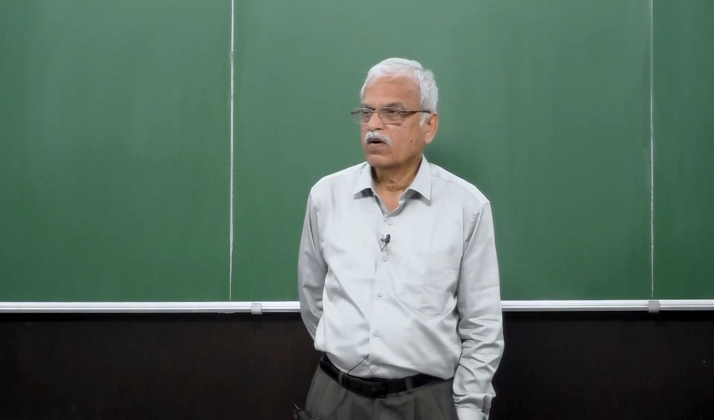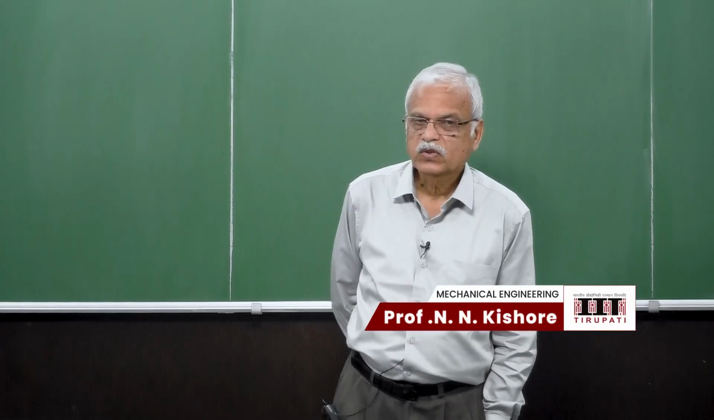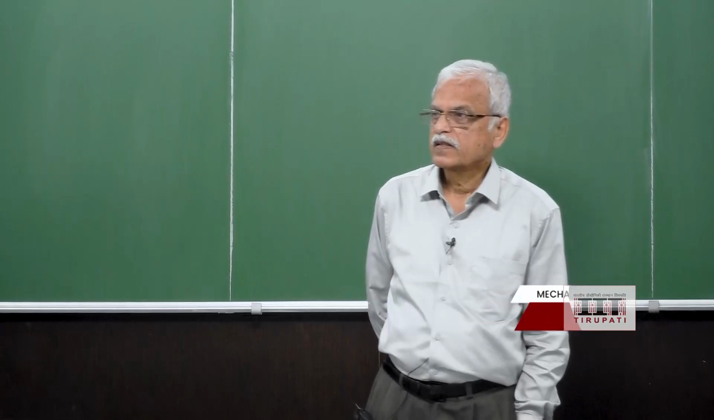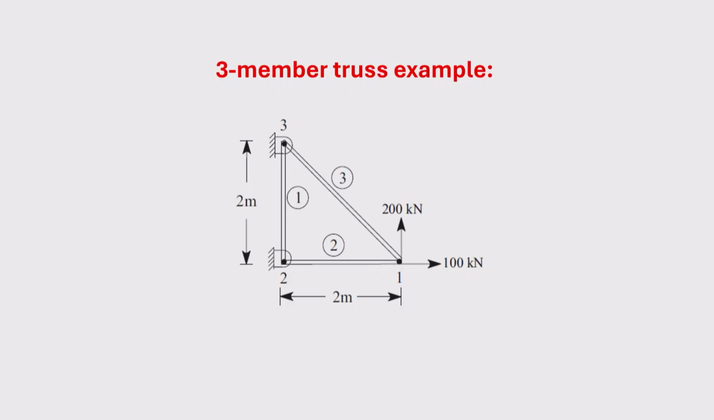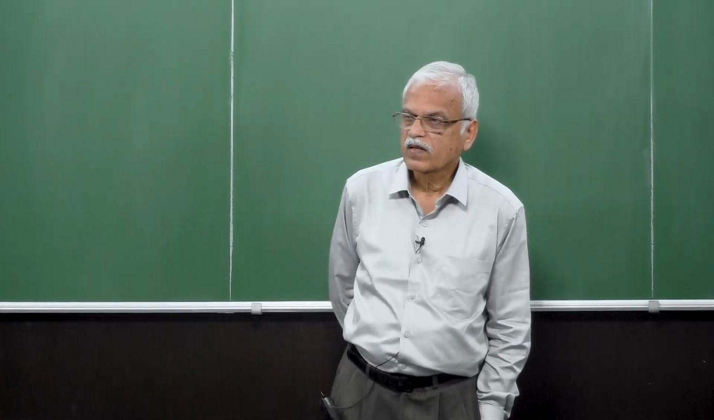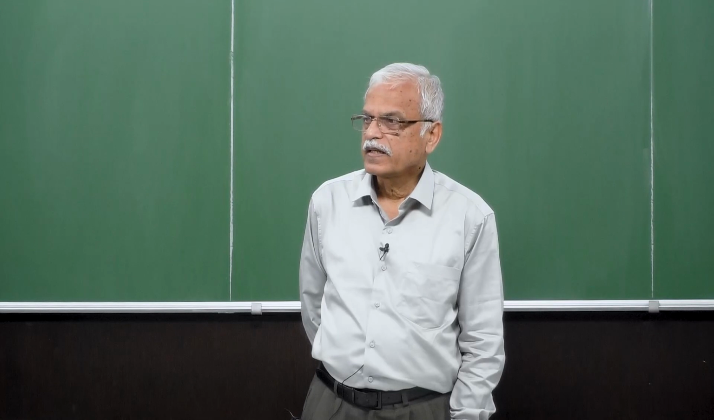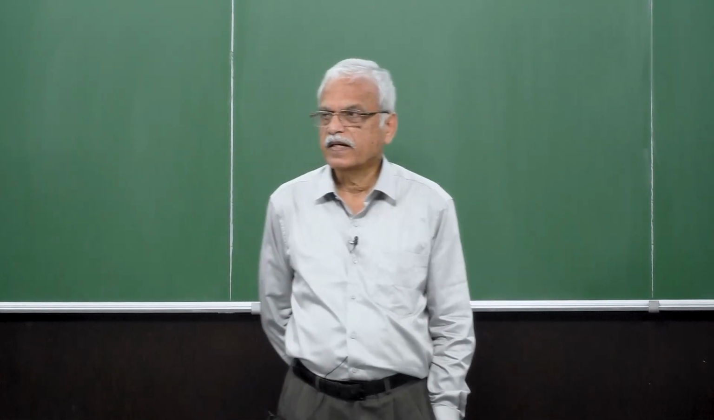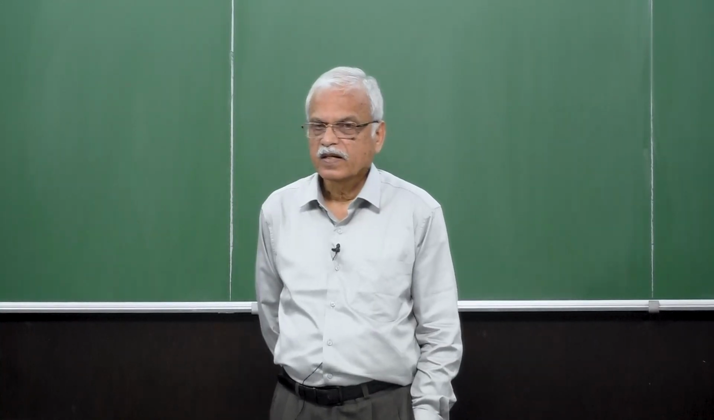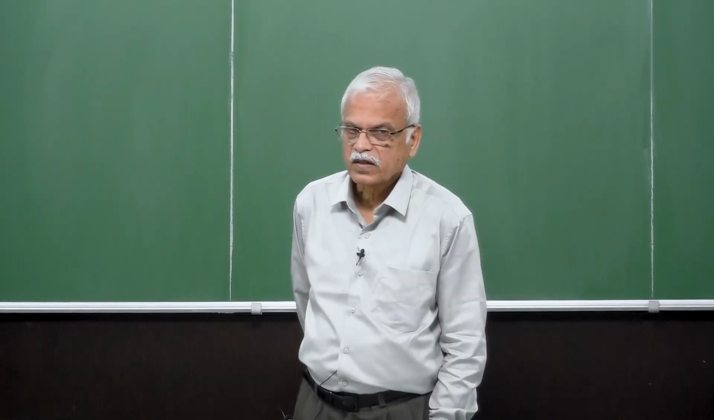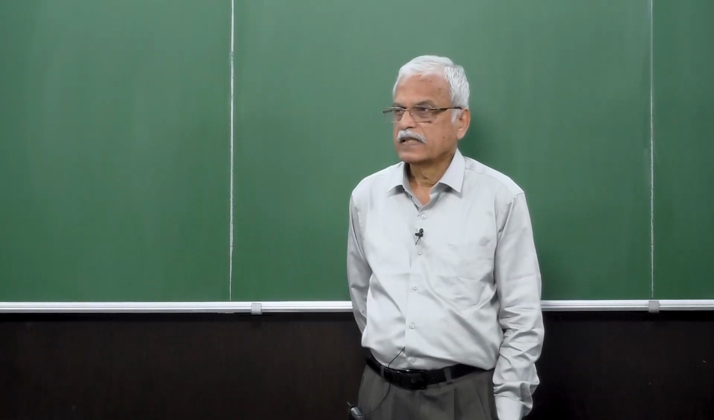Let's take an example of the structure which is shown in the PPT. It is a 3-element structure, and each one of them is a truss element. There are 3 members, 1, 2, 3 in circles, and they are connected at nodes 1, 2, and 3 as shown. The dimensions are given: it's 2 meter by 2 meter. The loads are applied at 100 kilonewtons and 200 kilonewtons, and there are some boundary conditions at node 3 and 2, which are hinged or pin connected. So this is the structure.